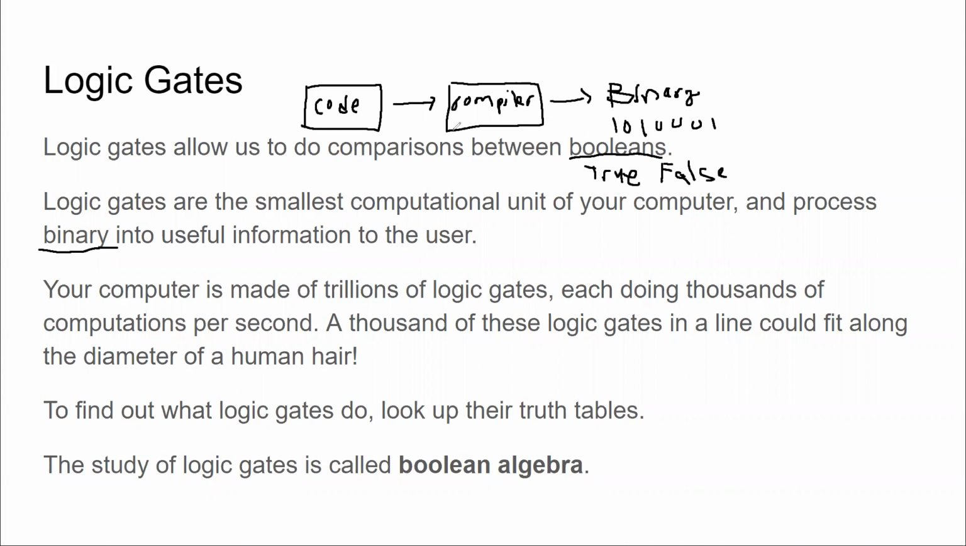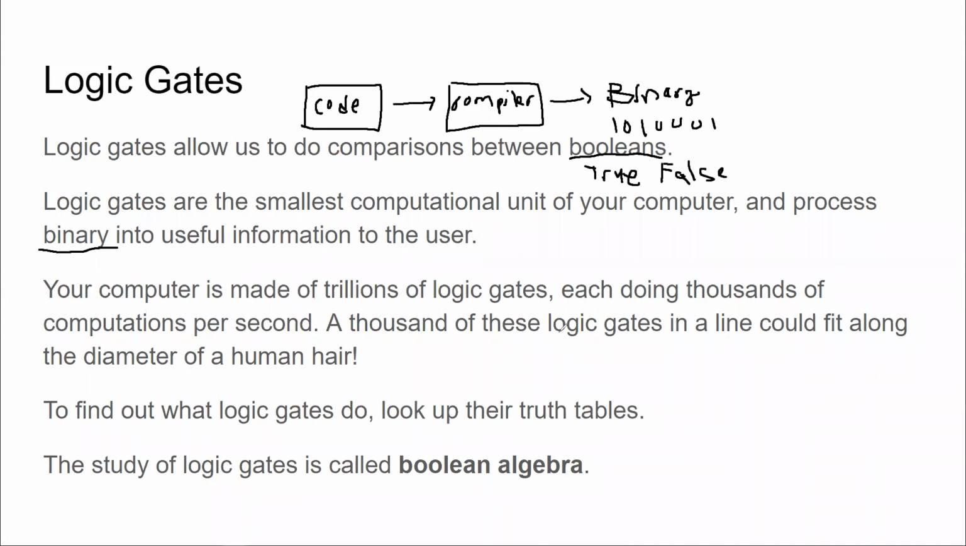So basically, think of this as a translator. If you want to talk to a Spanish person, say you're at a restaurant and you want to order something, you would say something in English to a translator, and then the translator would say something in Spanish. It translates into language that the computer can understand. So this is binary into useful information to the user. The computer does what you want it to do.